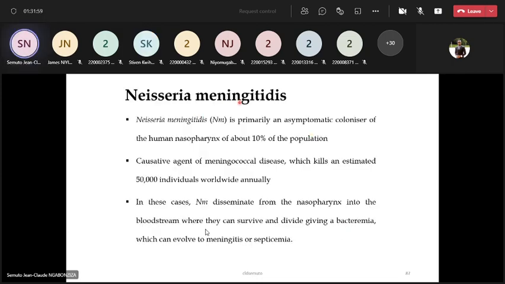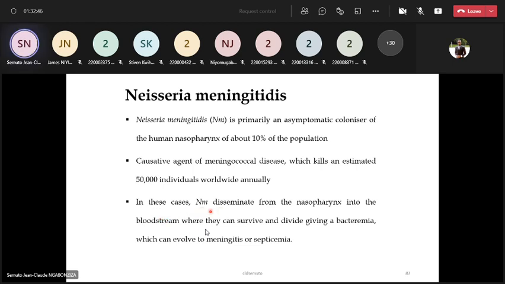So let's start with Neisseria meningitidis, which is a primarily asymptomatic colonizer of the human nasopharynx, and up to 10% of the population already has this in their nasopharynx. So you can see many people have the pathogen. It is the causative agent of meningococcal disease, which kills an estimated 50,000 people worldwide annually. Not too many, but it can be a factor causing this in some specific regions more than others.